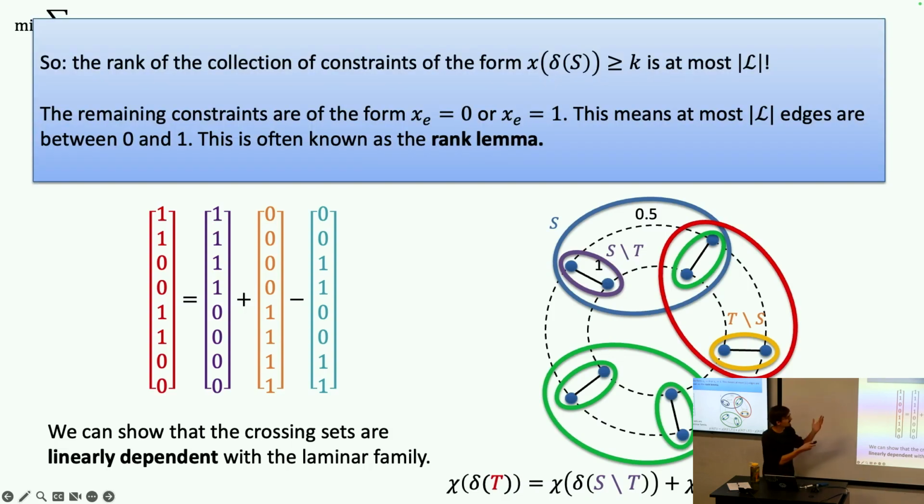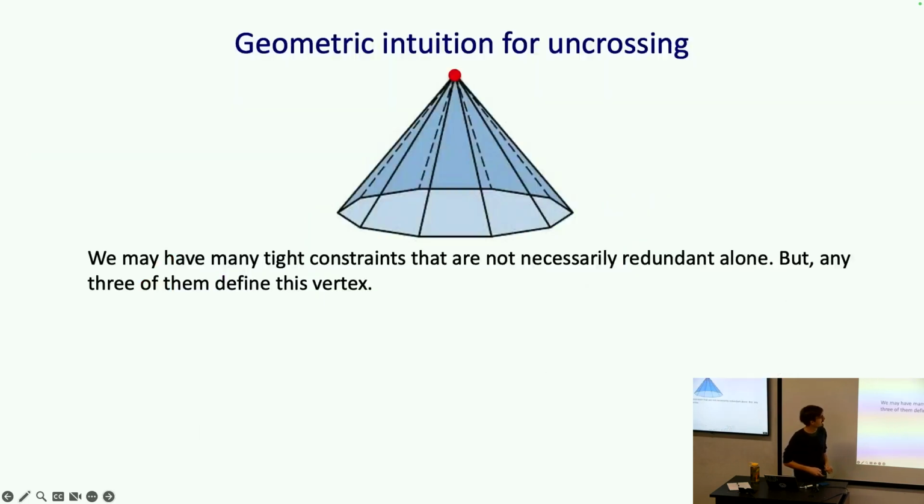This is sometimes called the rank lemma. And I think a nice picture to have in mind is, okay, in 3 dimensions, we have some point that looks like this. So there are many tight constraints at this point. And they're not necessarily redundant, right? I can't just delete this face from my polytope. But if I want to define this point x, I only need 3 of them, right?